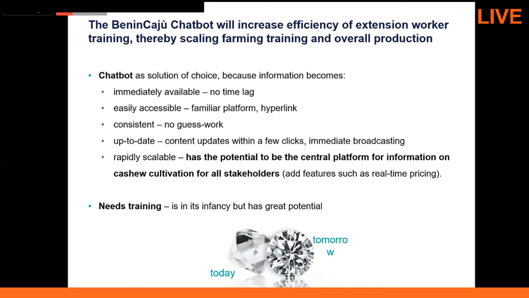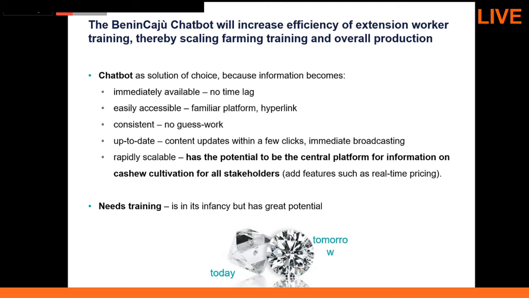It's easily accessible, again, with a simple platform. Most people in Benin are quite familiar with WhatsApp. It's consistent, so we're not making up answers on the fly, and consistently up to date, so we can regularly update content. Unlike a fixed, printed manual, we can continuously create new content and add it to the chatbot. And of course, rapidly scalable.